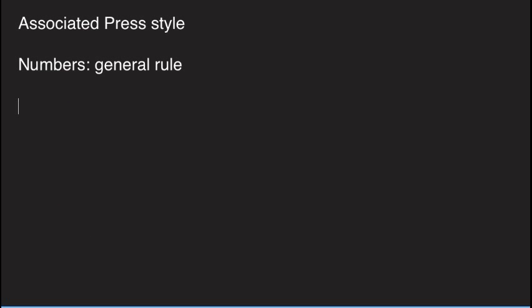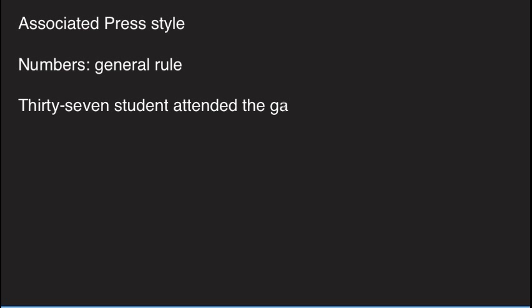And finally, the one that really bugs people is AP, like other style guides, has held hard and fast to the rule that you should not use a numeral to begin a sentence. So any of the rules that we've talked about, throw them out the window if the sentence begins with a number. So if you need to say that 37 students attended the game, your sentence would begin 37 students attended the game, which is probably a great reason to rephrase that sentence so that it does not begin with a number, so that you don't have to do this.